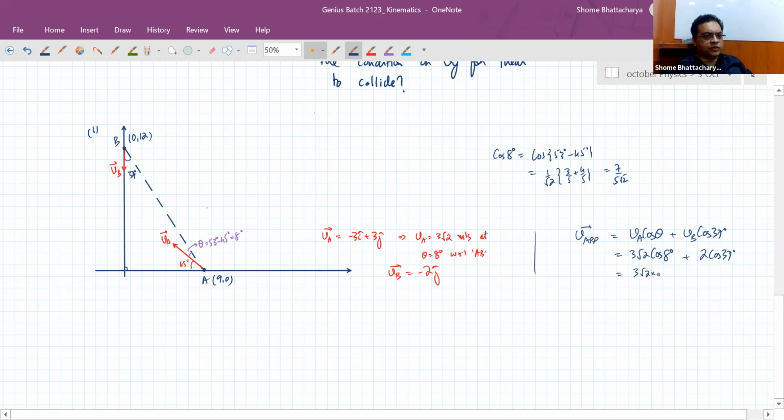So 3 root 2 into 7 by 5 root 2 plus 2 into 4 by 5. So this will be 21 by 5 plus 8 by 5. So this is the approach velocity at t equal to 0.